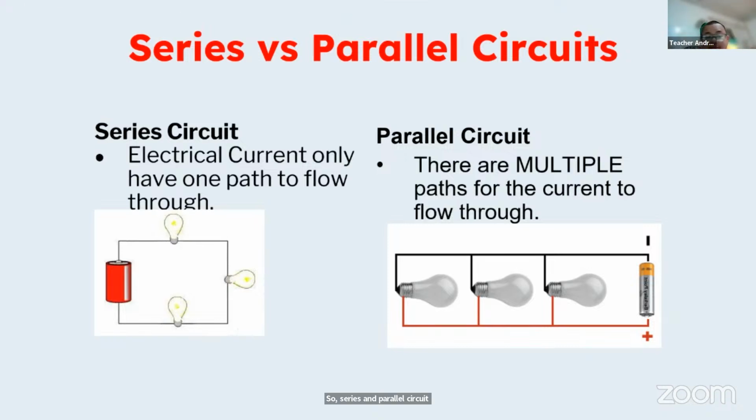Therefore, in summary, in the series circuit, the electrical current only has one path to flow. So only one path to flow. If any of the light bulbs blow, the circuit is broken. Current cannot flow through them. For parallel, there are multiple paths for the current to go. So even if this is broken, I still have this one and this one to proceed. All right, this is how we distinguish between series and parallel.